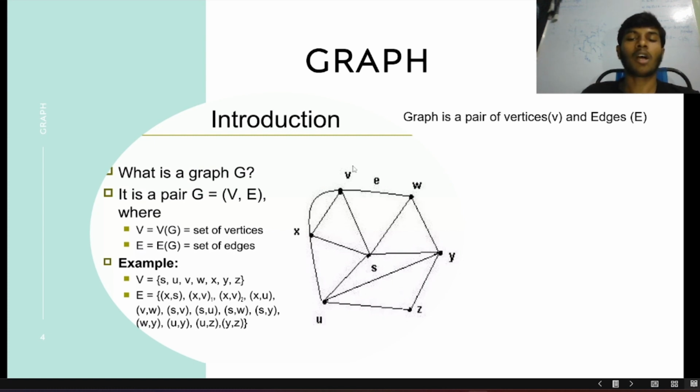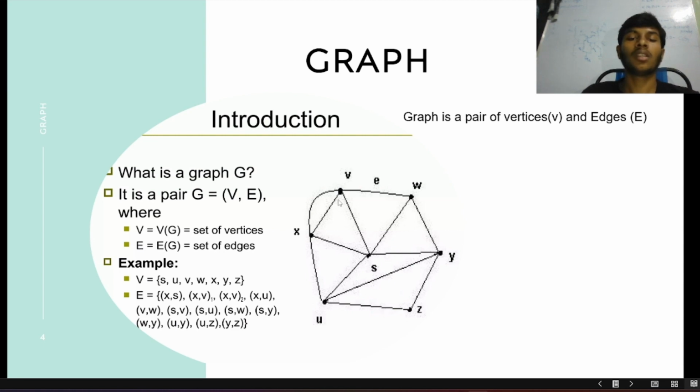In this example, this is a graph because it is a pair of vertices like V, W, Y, Z, U, X, and edges like U to Y, U to Z, U to S. Here V is a set of vertices: S, U, V, W, X, Y, Z. And E is a set of edges: x to s is one edge, x to v is another edge, and x to v is another, x to v 1 and x to v 2.